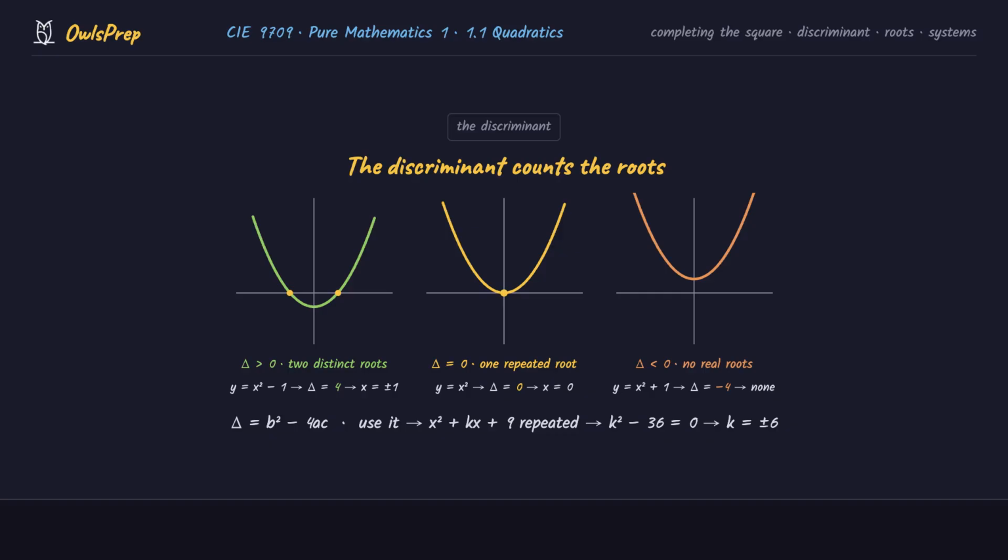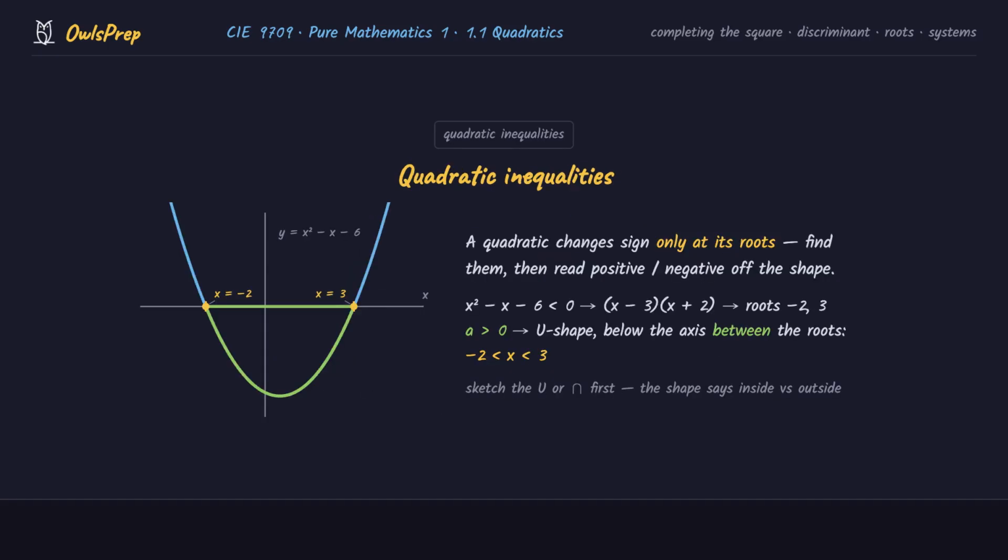A quadratic inequality asks not where the quadratic is 0, but where it's positive or negative, above or below the x-axis. The key idea is that a quadratic changes sign only at its roots, so you find the roots first, then read the sign off the shape.